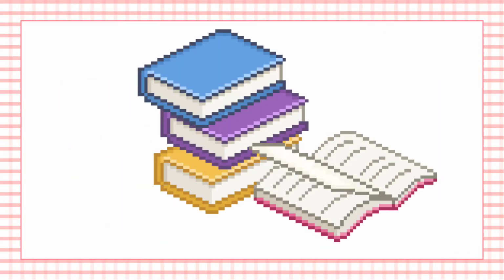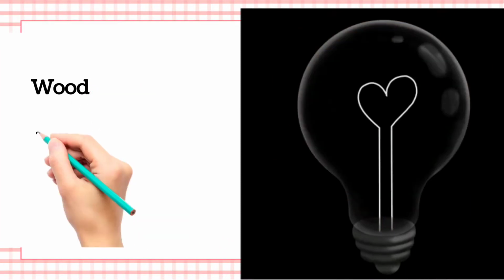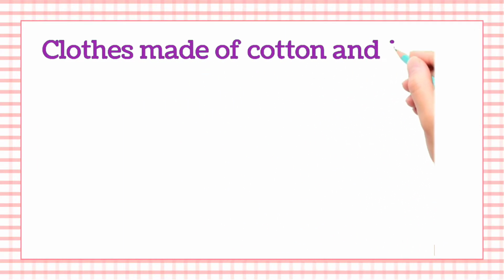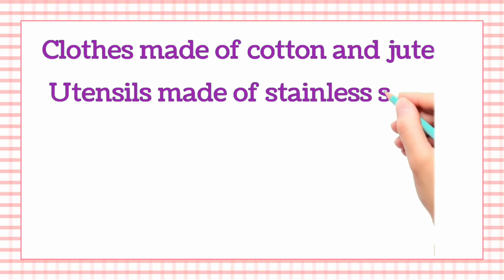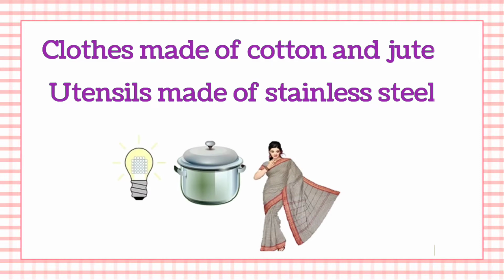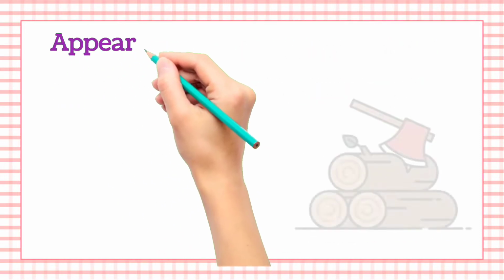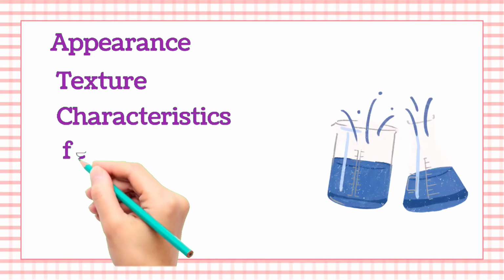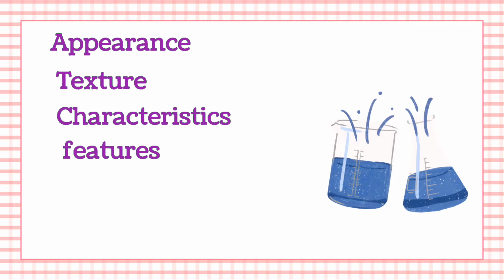Many objects around us: paper made from wood, bulbs made of glass and their filaments made of metal, clothes made of silk, cotton, utensils made of stainless steel, and so on. We see that each of these objects is different in appearance, texture, characteristics, and features. In this chapter, we will study the features of some of these materials.